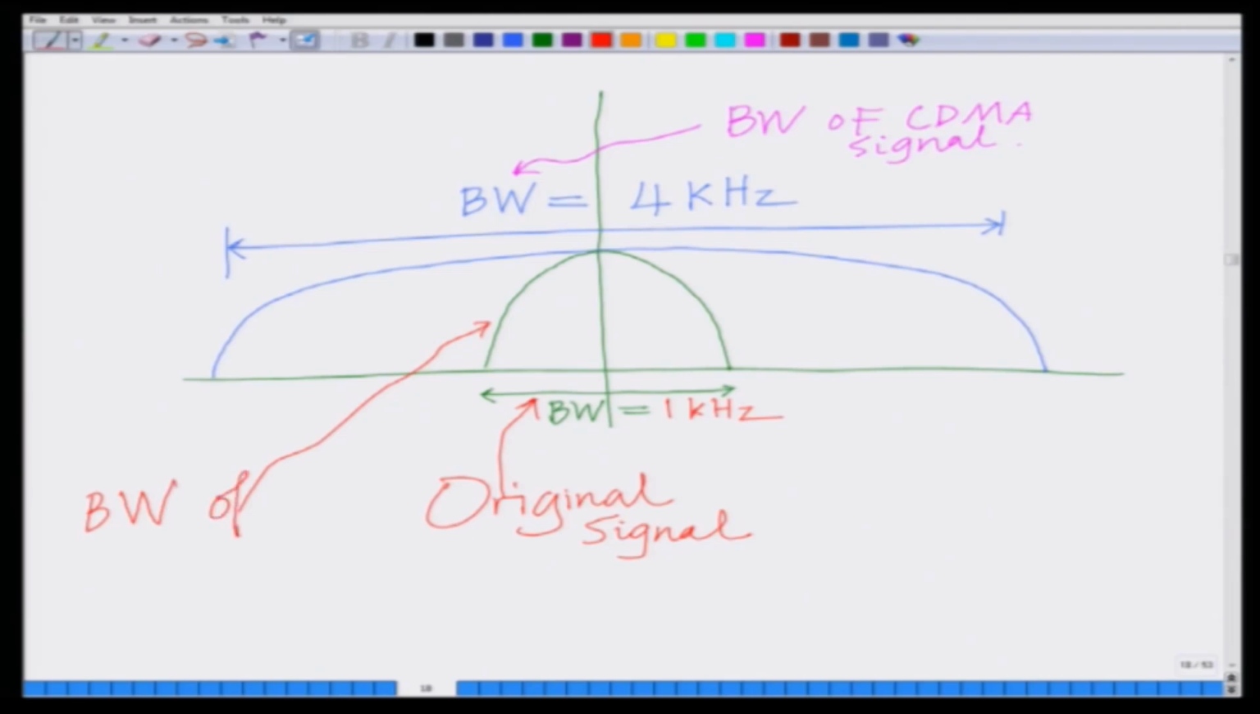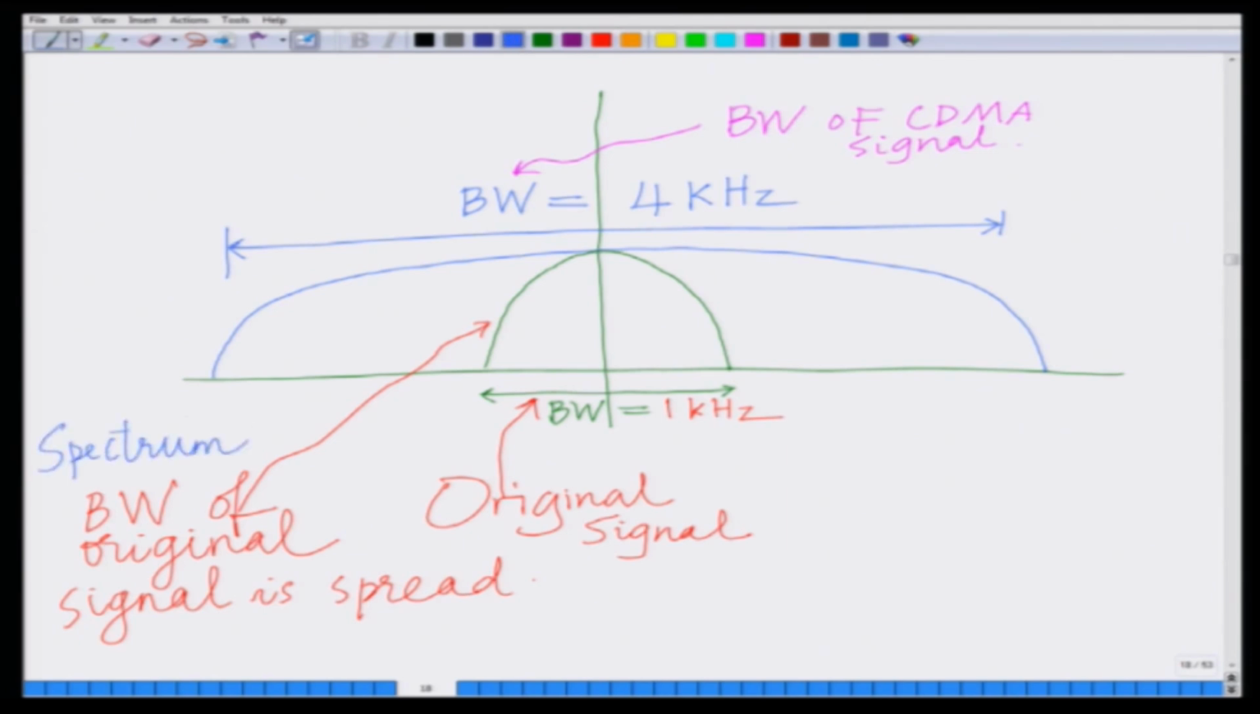So, what we are observing is that the bandwidth or the spectrum of the original signal, this can also be called the spectrum, is spread in a CDMA system. Therefore, the CDMA system is also known as the spread spectrum system.